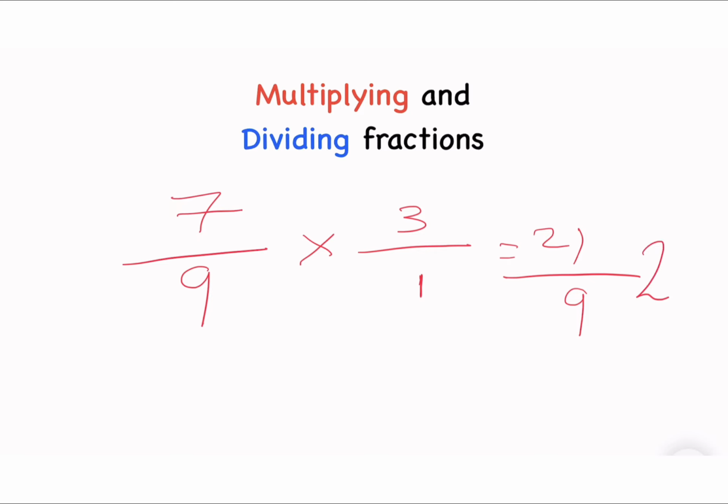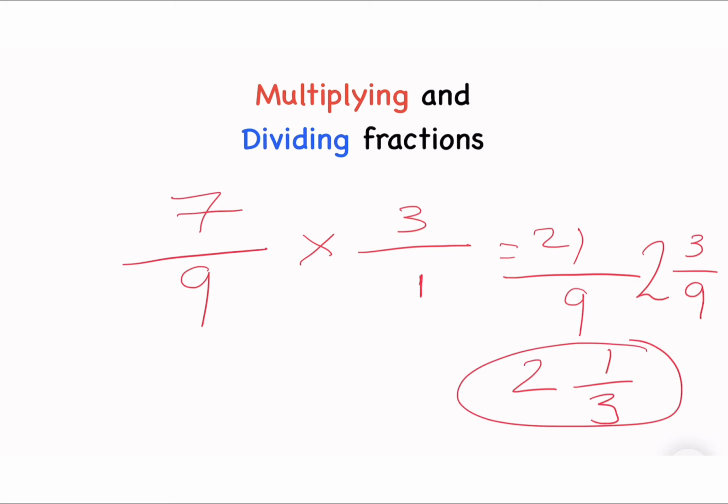And how many have I got left over? Well, it's 18, 19, 20, 21. So it'll be 2 and 3/9. I can simplify that again, which will be 2 and 1/3. So in its simplest form, 7/9 times 3 is 2 and 1/3.